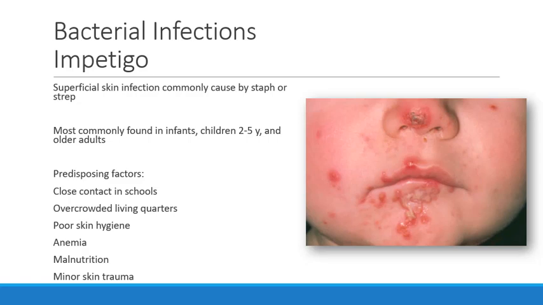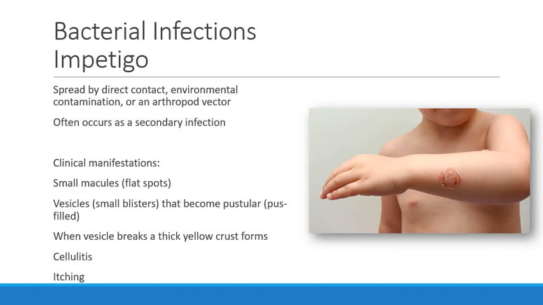Most commonly found in infants, children 2 to 5 years of age, and older adults. Predisposing factors include close contact in schools, overcrowded living quarters, poor skin hygiene, anemia, malnutrition, and minor skin trauma. It spreads by direct contact, environmental contamination, or an arthropod vector.